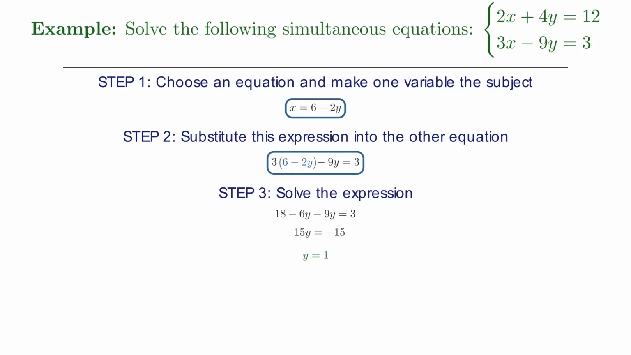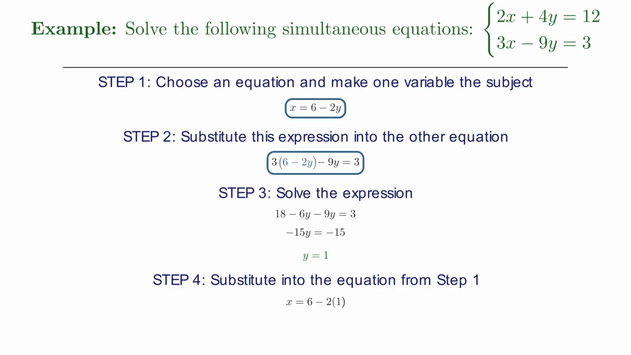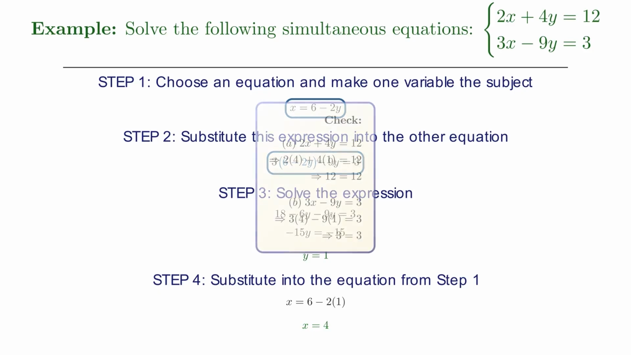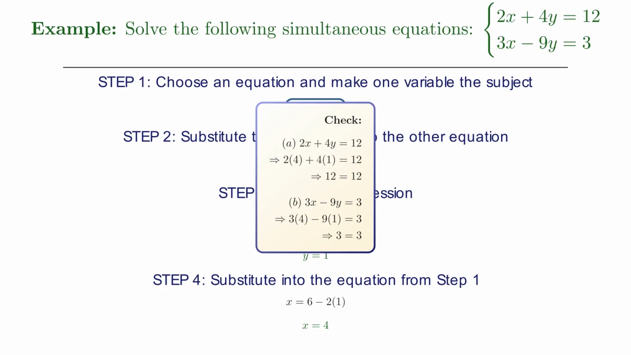And then the final step is to substitute this value of y back into the equation that I got from step 1. So this gives me x equals 6 minus 2 times 1, which gives me x is equal to 4. And I can perform a quick check by substituting these into both of the original equations.